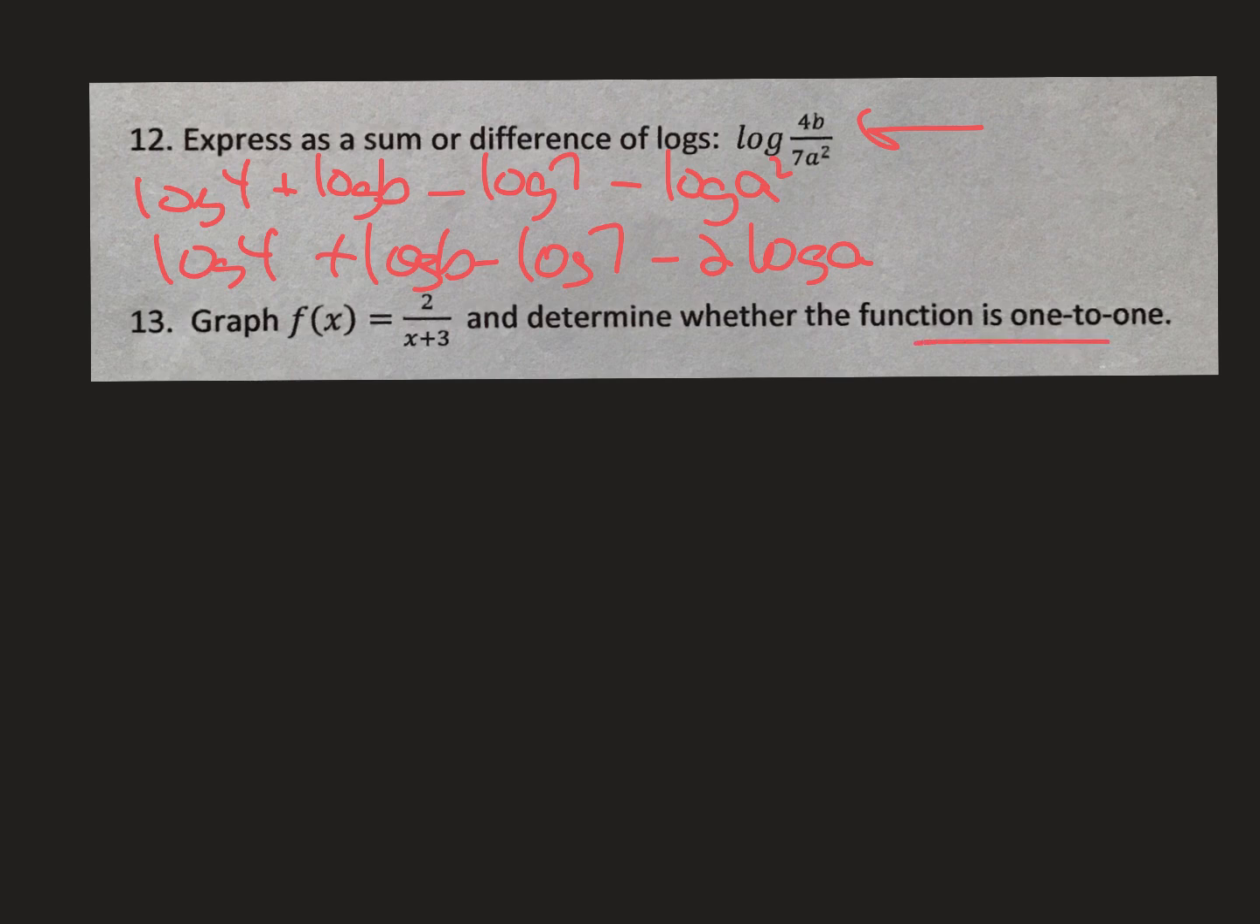13, tell if it's 1-to-1. Guys, it's 1-to-1 if it passes the horizontal line test. So all I'm gonna do is punch this graph right here into my calculator and see if it passes the horizontal line test. Now I'll say this, when you punch that in, you need to put the denominator in parentheses. Anytime you have more than one number in your numerator or denominator and you're using your calculator, you need to put it in parentheses. I'm looking at the graph. It definitely passes it. So is it 1-to-1? Yes, it is, for sure.